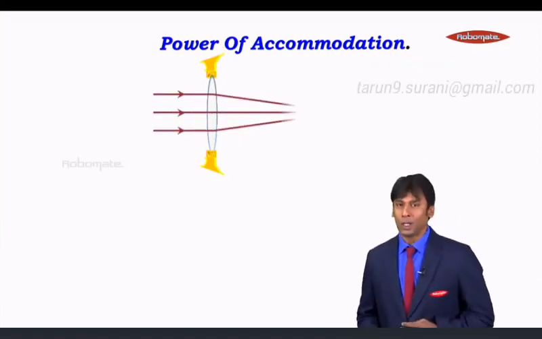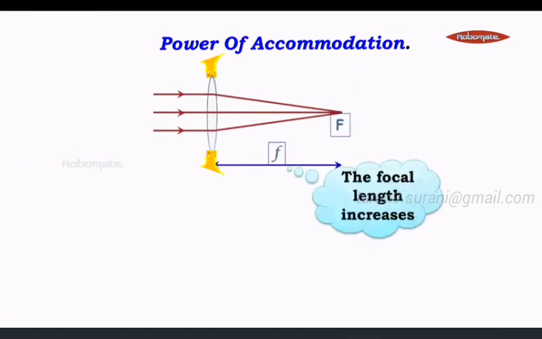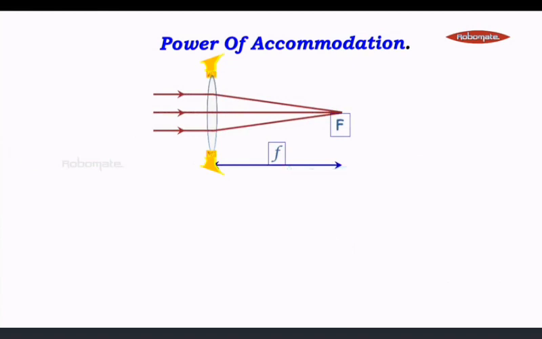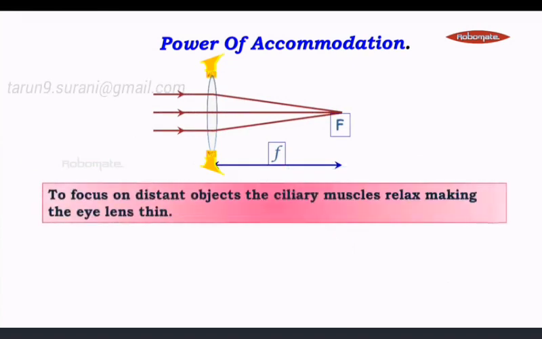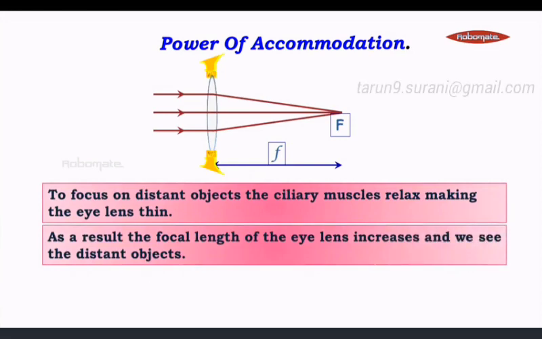So you can see here that when the rays of light are entering, the focal length increases, and with this increased focal length, you can see faraway objects clearly. So let's summarize this once again. To focus on distant objects, the ciliary muscles relax, making the eye lens thin. As a result, the focal length of the eye lens increases and we see the distant objects clearly.